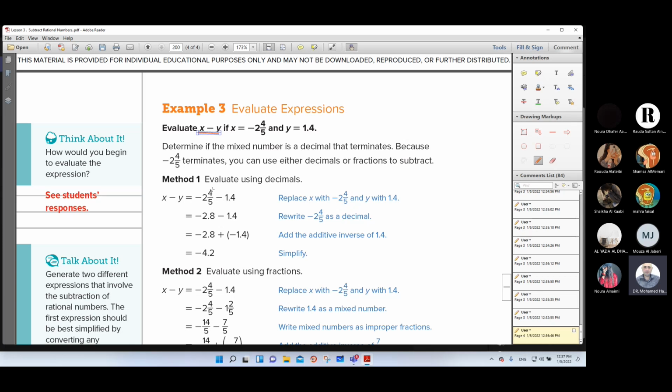The first method, you can change the mixed number to the decimal. How to change the mixed number to the decimal? Here you have the mixed number 2 and 4 over 5. Change it at the first to the fraction. 2 times 5, 10, plus 4 will be 14 over 10. Then 14 over 10 means 1.4. This is decimal. So you can write here negative 2 and 4 over 5 will be negative 2.8 minus 1.4.